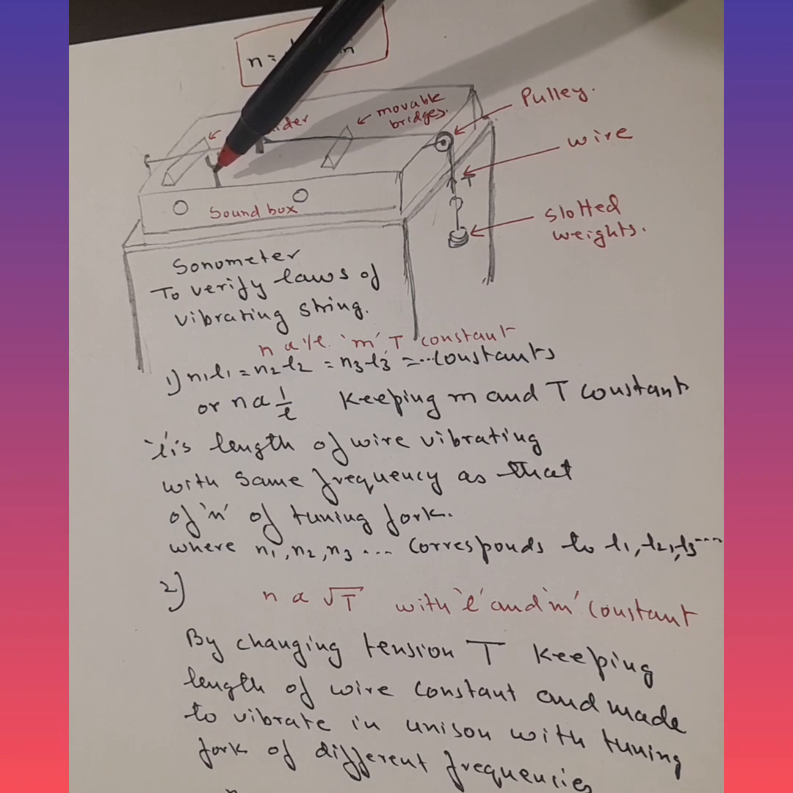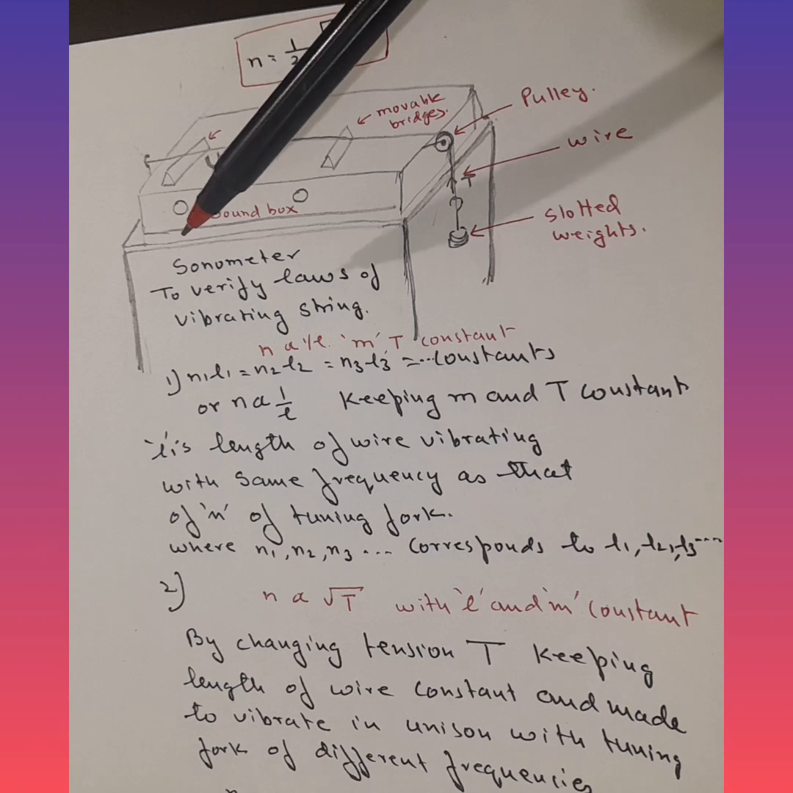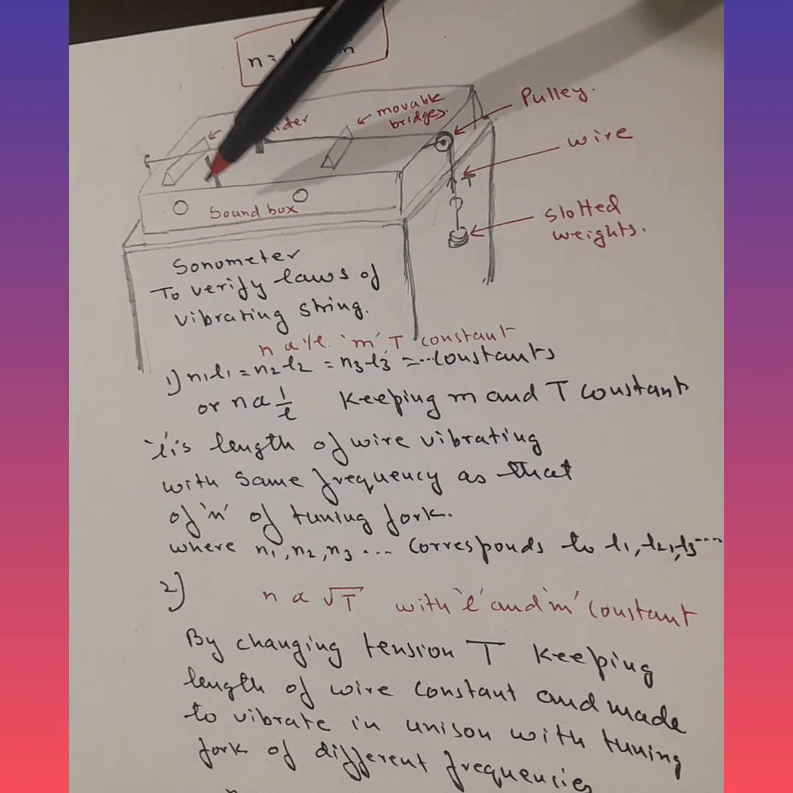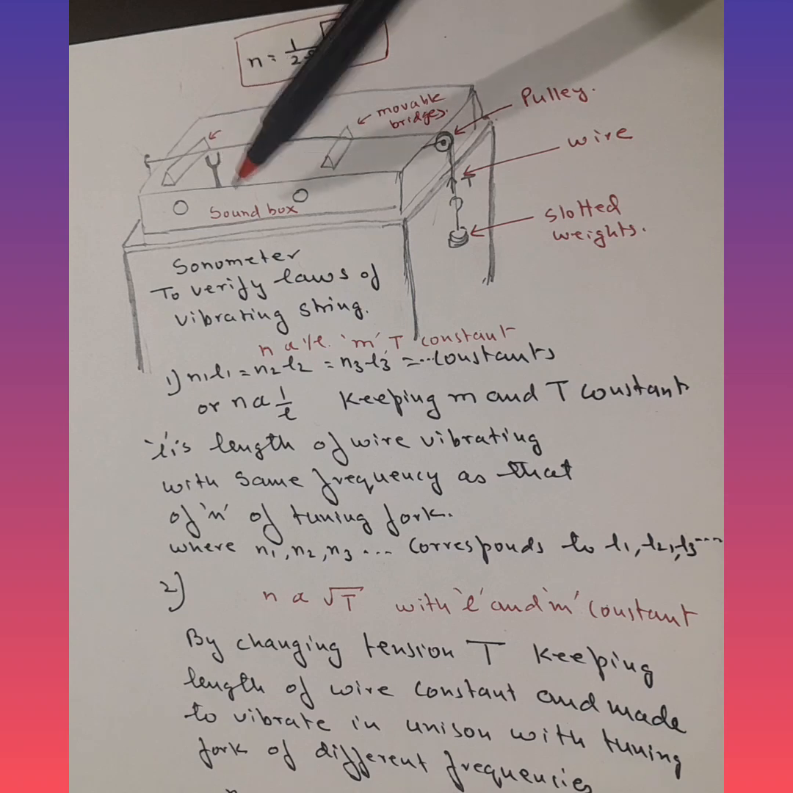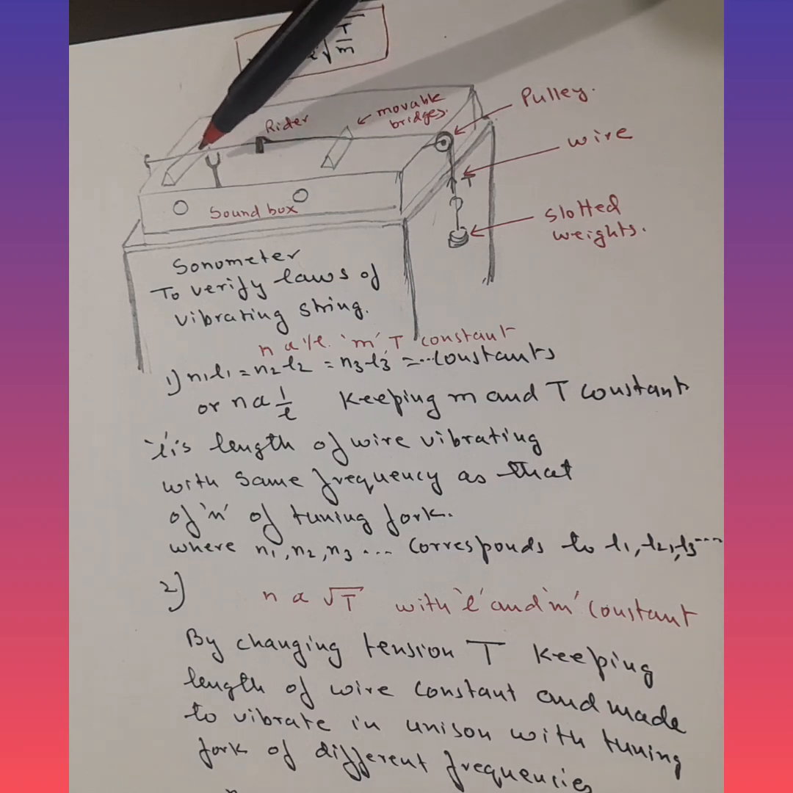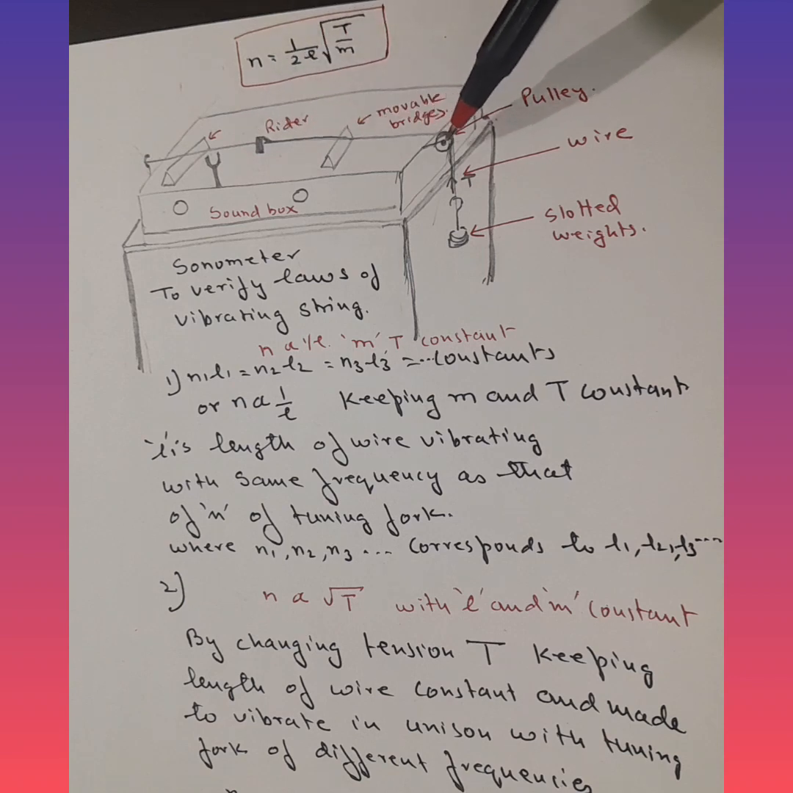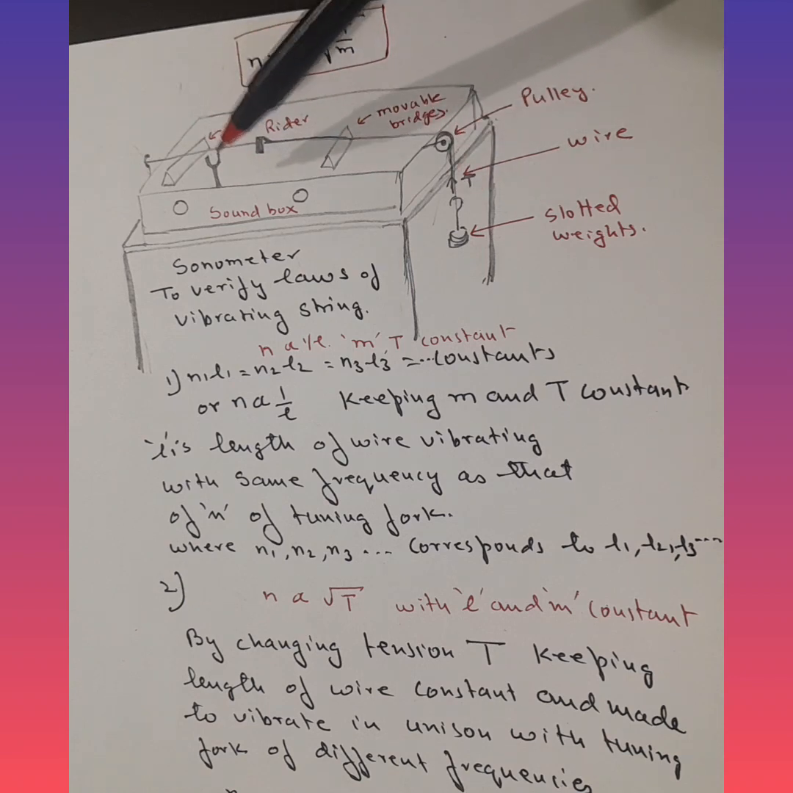Now basically what is done is the prongs of the tuning fork are hit on a pad, causing vibration in the prongs. Then this is placed on the sound box, or just touched on the sound box. As soon as it is touched on the sound box, the air inside the sound box starts vibrating, as a result of which it's caught up by the string. The string also starts vibrating.